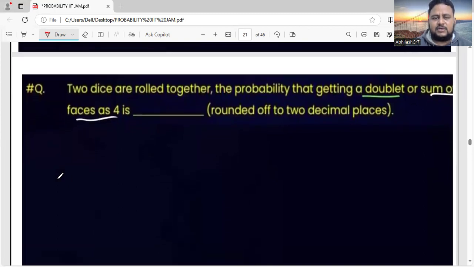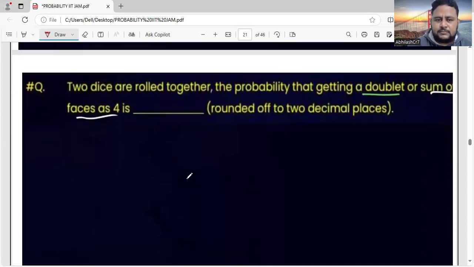See here, look at this. This is a previous year question. IIT JAM 2024, this question was asked. Okay, this is a PYQ. Most of the questions we have taken are PYQs.